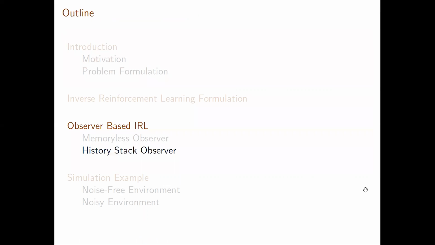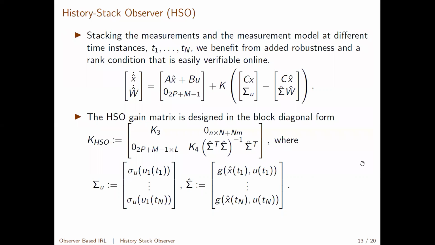The history stack observer will be similar to the memoryless observer. However, we'll be developing the measurement and the measurement model not only at the current time instance, but we'll be storing them from previous time instances as well. So we'll be stacking the measurements and the measurement model at different time instances T1 through Tn into these matrix forms, where this is our measurement and our measurement model at T1 all the way through Tn. This leads to another gain matrix for the history stack observer that's going to be block diagonal. We'll be designing K3 and K4 in order to estimate these weights online.